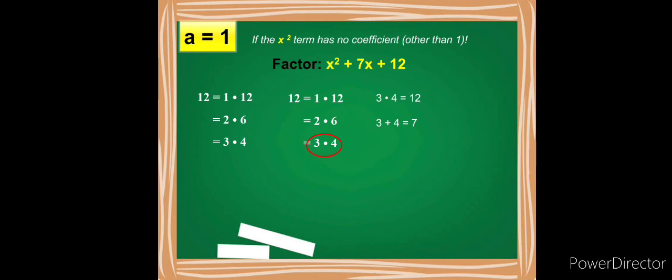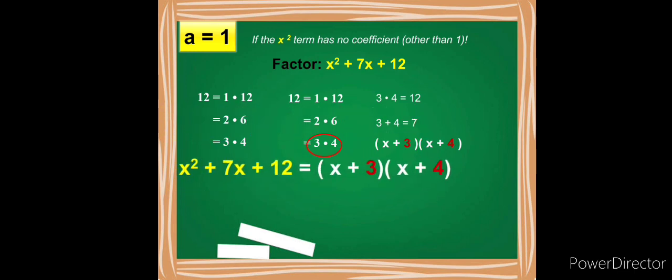Since the pair of numbers are 3 and 4, we now have the factored form x plus 3 times x plus 4. Therefore, the factored form of x² plus 7x plus 12 is x plus 3 times x plus 4. And this is the final answer.